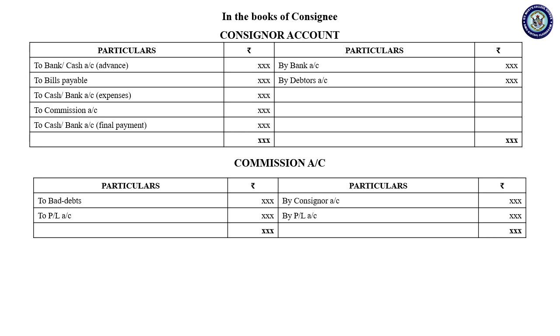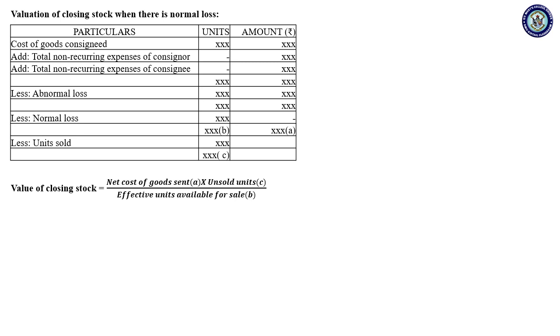Next we'll go for the valuation of closing stock. Now closing stock can be valued in two ways. First, when there is a normal loss, and second, when there is no normal loss. First we'll see when there is a normal loss. So take down the valuation of closing stock when there is a normal loss. That is very important. Only when there is a normal loss, you have to follow this format.